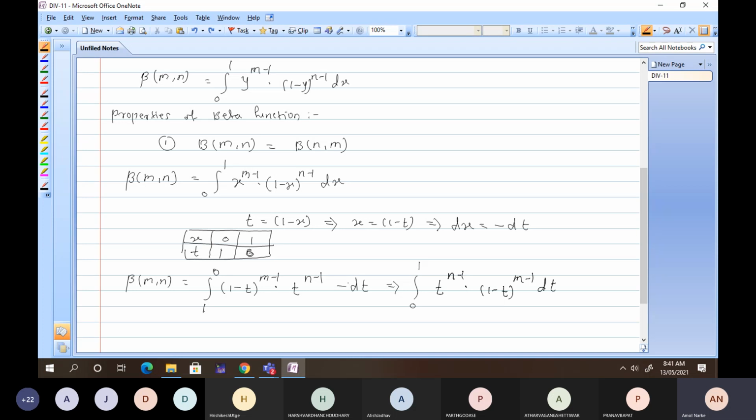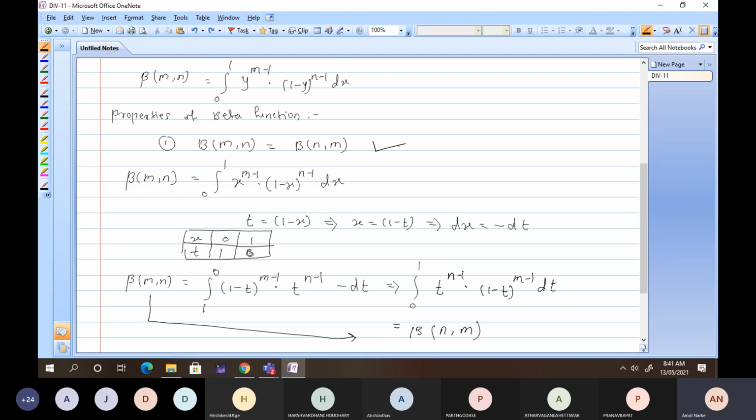What about that minus sign? Where does that minus sign go? The limits are interchanged, so the minus sign gets cancelled. Here we have limits 1 to 0. I just interchange the limits, it becomes 0 to 1, so minus minus becomes plus. What is that now? It is beta of n comma m, so the both terms are always equal. This is our first property. So with a simple calculation, we get this result.